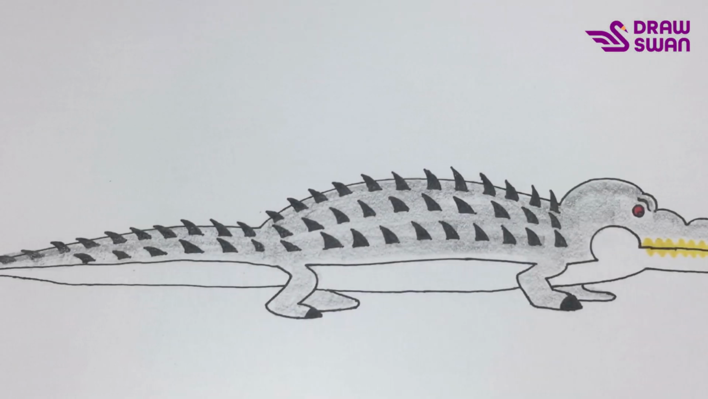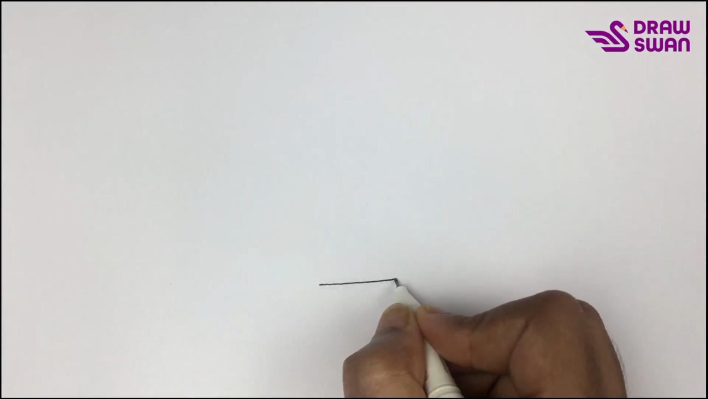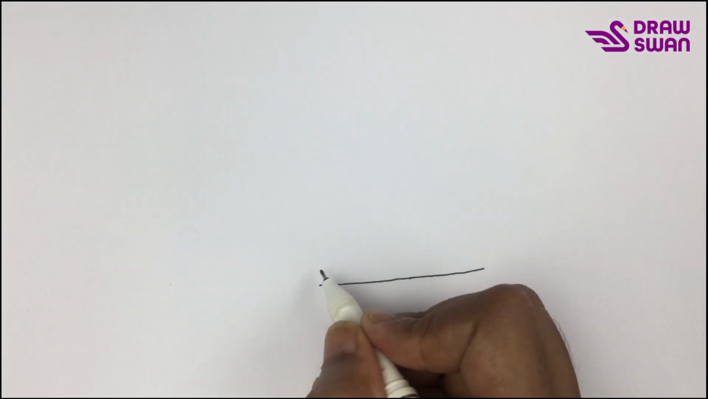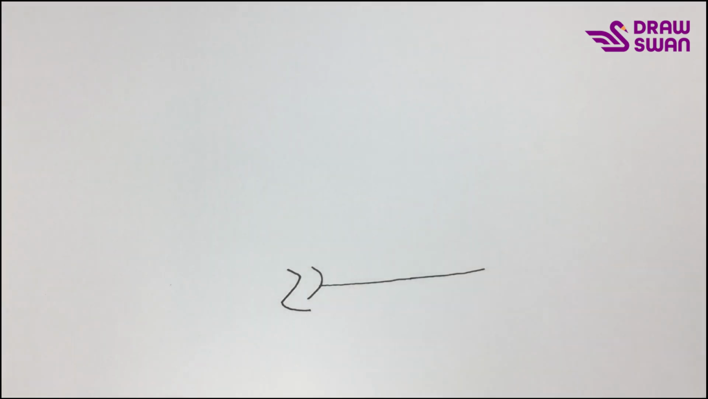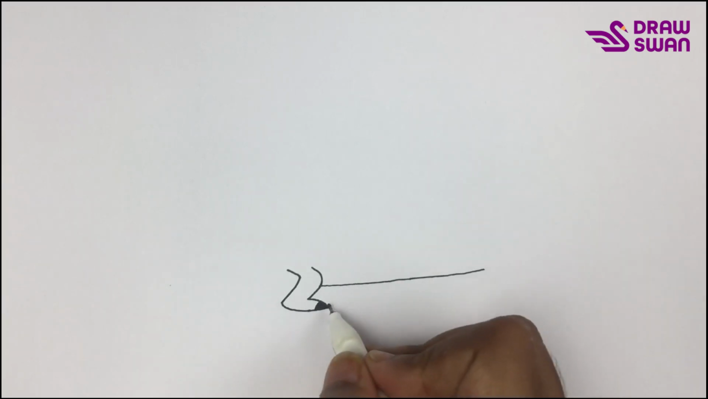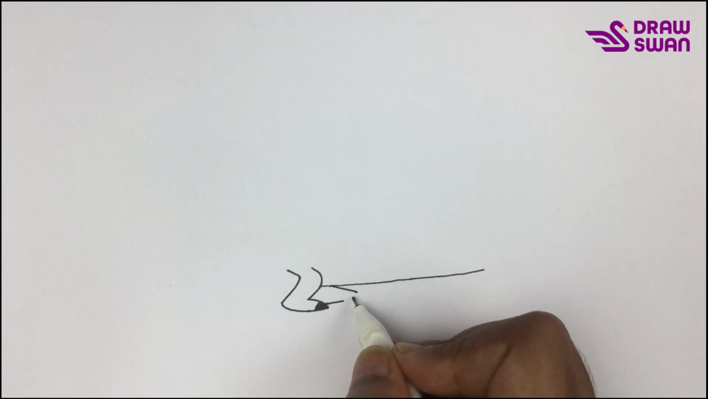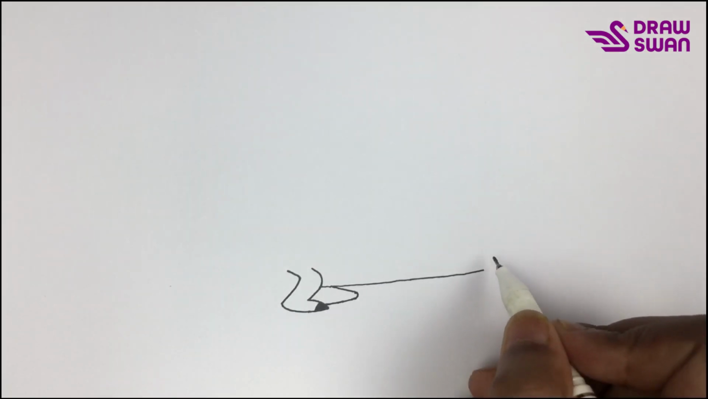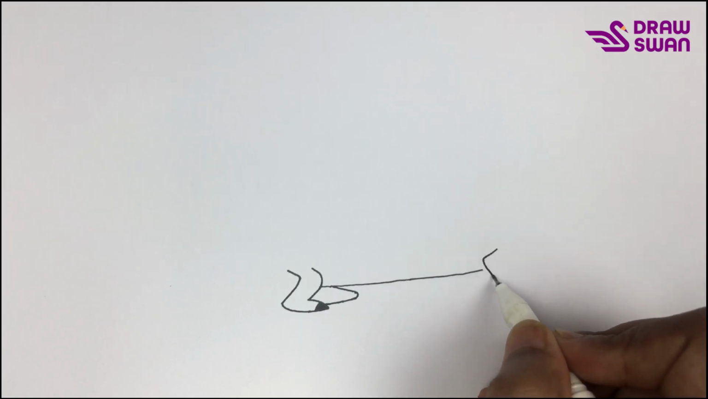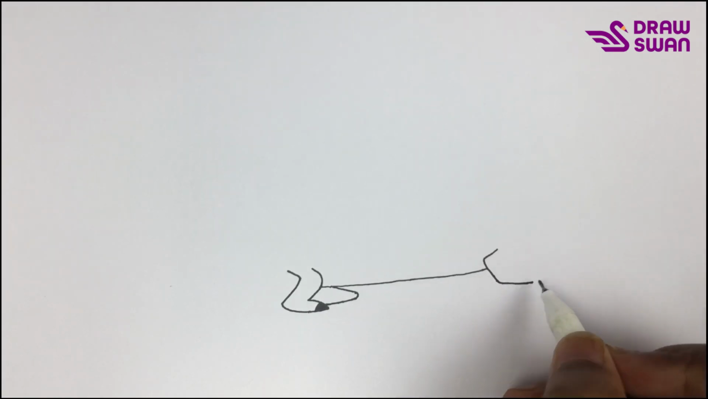Today we will see how to draw a cartoon albino alligator. You can see that I'm using my black pen to draw the crocodile. Here's its belly and the leg. And now I'm drawing its front legs.